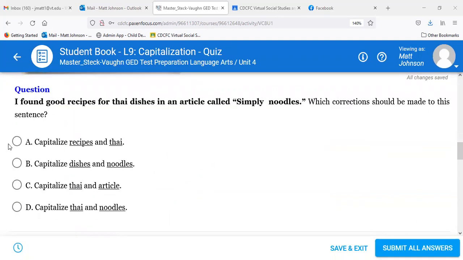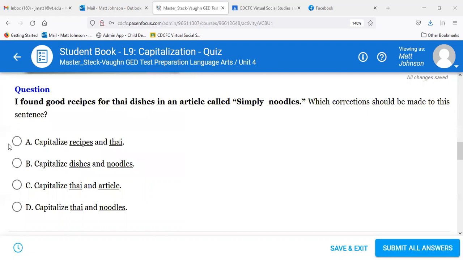Capri, do you want to answer this question for us? Sure. The question says, I found good recipes for Thai dishes in an article called Simply Noodles. Which correction should be made to this sentence? A, capitalized recipe and Thai. B, capitalized dishes and noodles. C, capitalized Thai and article. Or D, capitalized Thai and noodles.